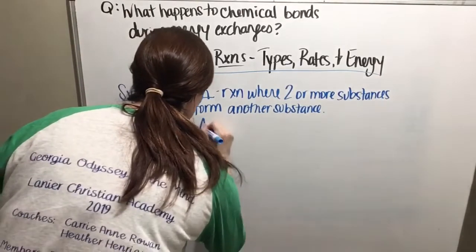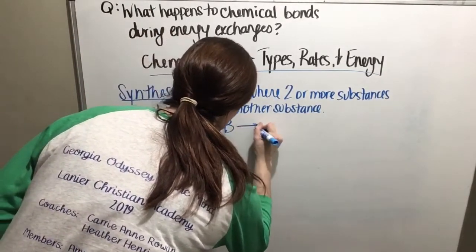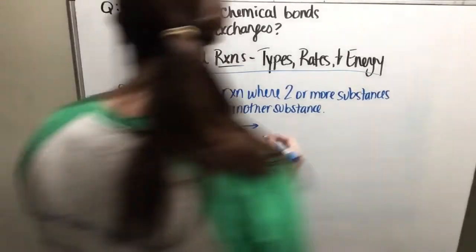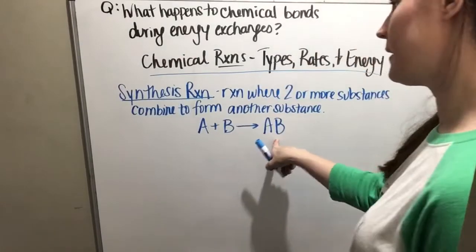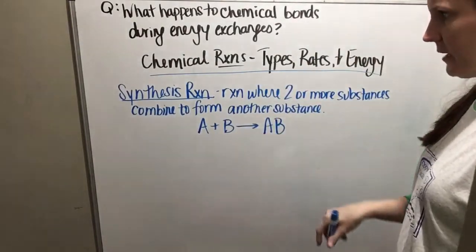So it would look like A plus B yields AB. So we put them together. A plus B yields AB.